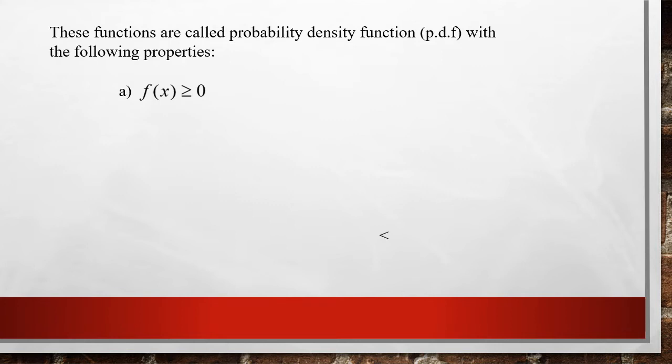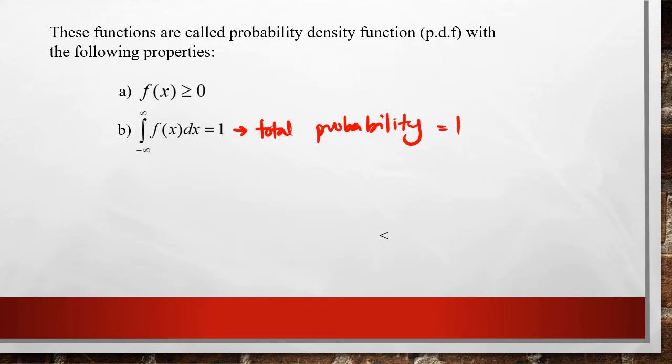So the probability f of x should be more than or equal to 0. Okay, so the function itself must be more than or equal to 0. And then the total probability for the PDF should be equal to 1. So this is the same as the discrete random variable. But for discrete, we need to sum all the probabilities. For continuous, we need to apply the integration concept. Okay, so the area under the curve of f of x for the PDF, the total area is equal to 1.